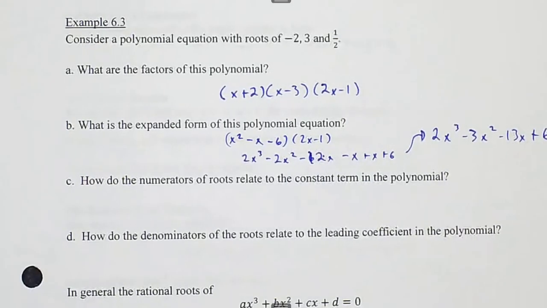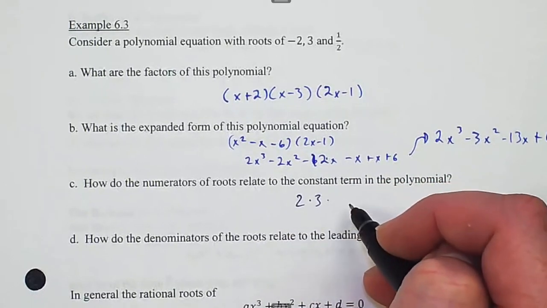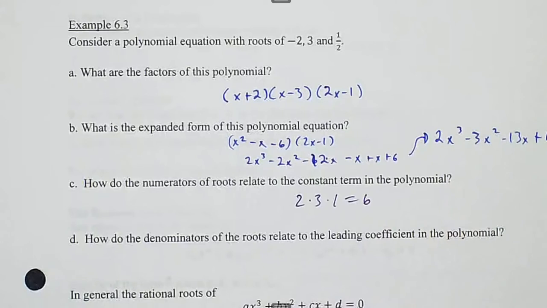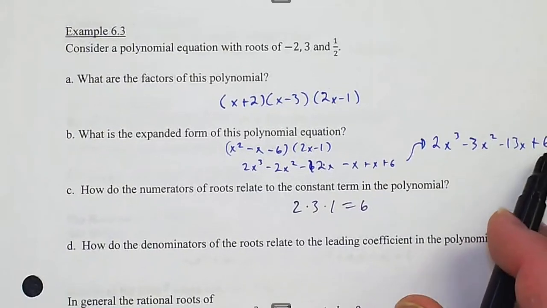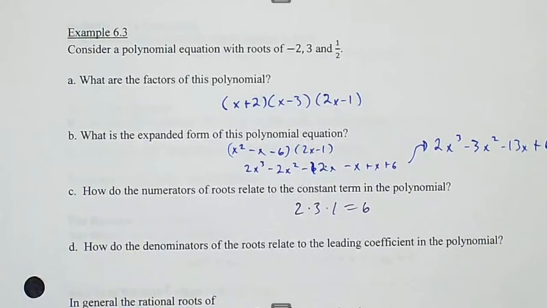How do the numerators of the roots relate to the constant term of the polynomial? 2 times 3 times 1 is 6. And I mentioned earlier that we don't really know about the signs so much. It turns out these multiplied to a positive 6, but one of these was negative. Don't worry about that. The key, though, is that 2, 3, and 1 multiply to 6.